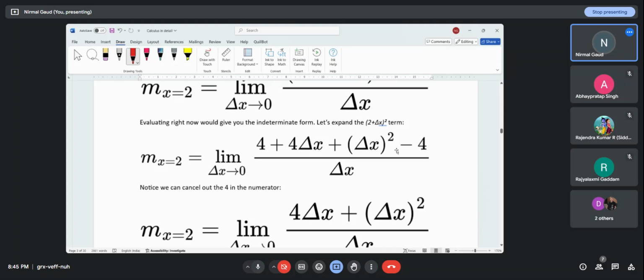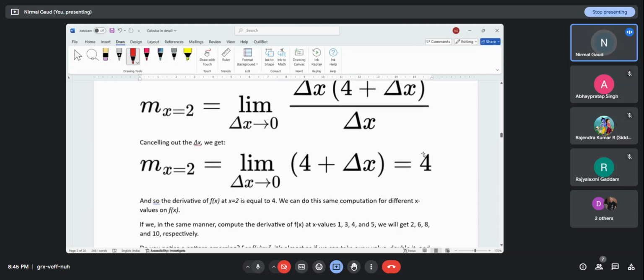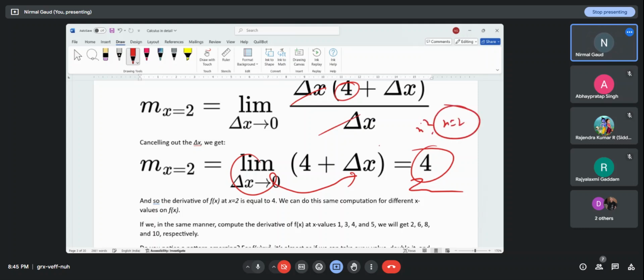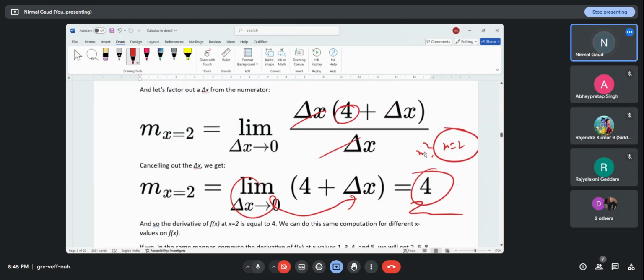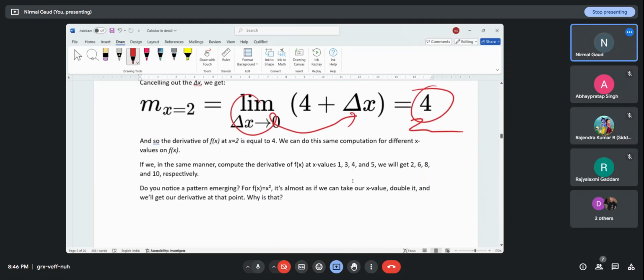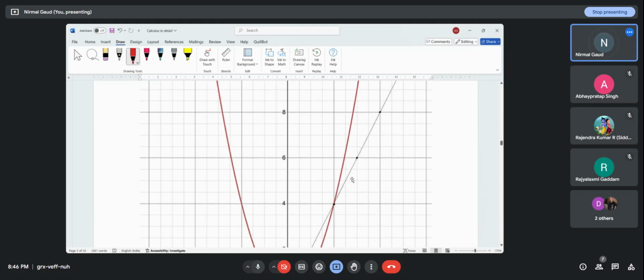After that the 4 and 4 get cancelled, delta x is taken common and delta x gets cancelled. Ultimately, if you put the limit delta x tends to 0, the answer will be 4. What is 4? That's the value of the derivative of x square at x equal to 2. In this manner also we can do it.